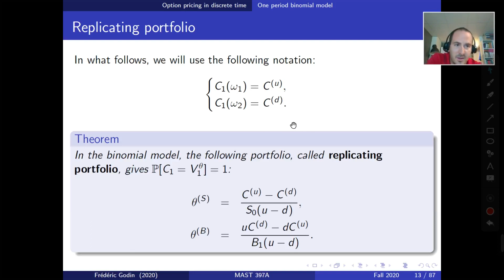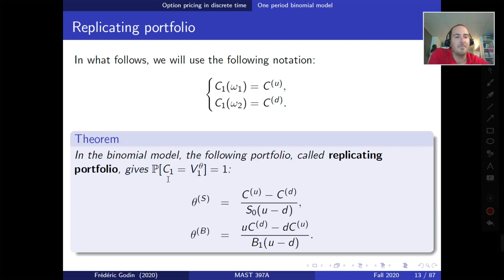So here is the theorem. In our binomial model with two states, the following portfolio, which we call a replicating portfolio, has the following property: C1 is equal to V1 with probability 1. This portfolio, which we will define shortly, has the feature that its final value is always equal to the value of the derivative at time 1 for all scenarios.